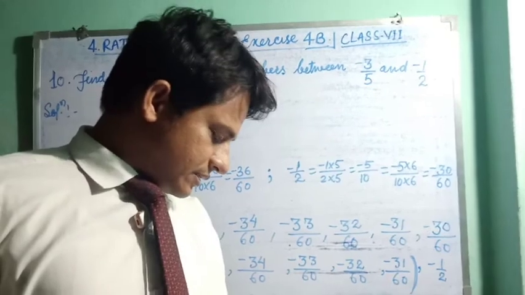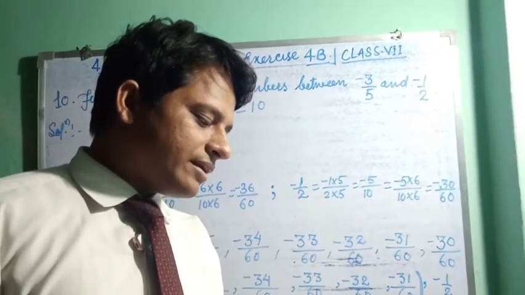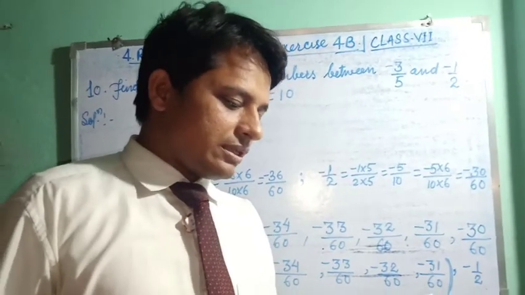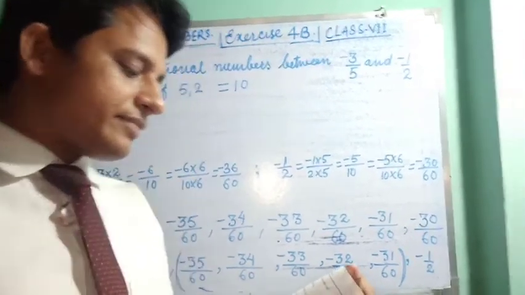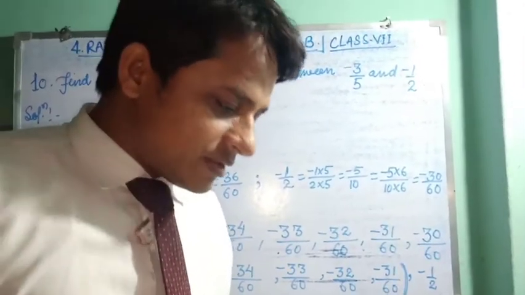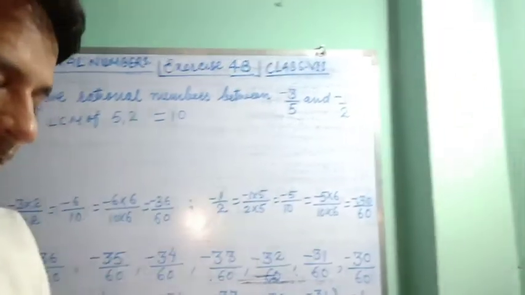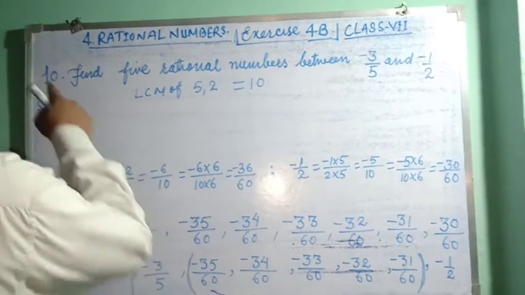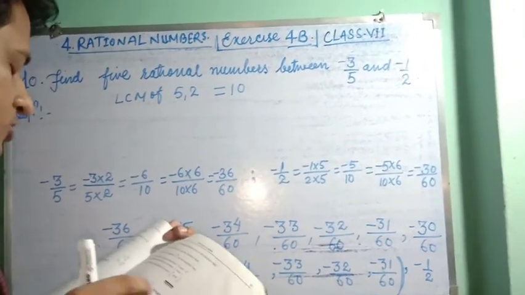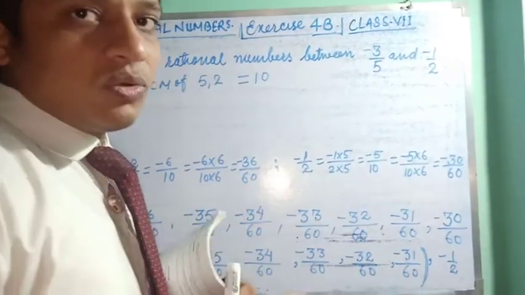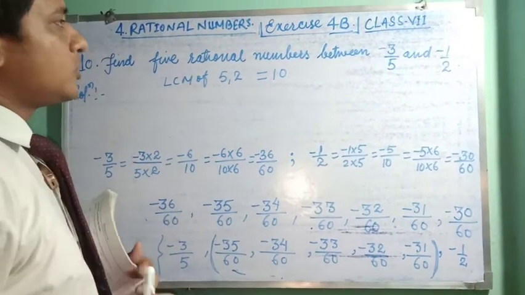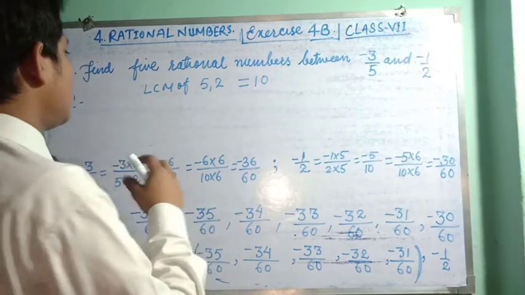Now friend, see question number 8: find 5 rational numbers between -3 and -2. Similarly, question number 9: find 5 rational numbers between -1 and +1. And the last, question number 10, which we have taken. It will help to solve questions 8 and 9 as well. I hope you will solve the questions after watching how to solve this question.